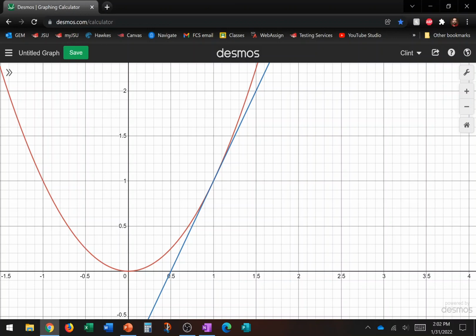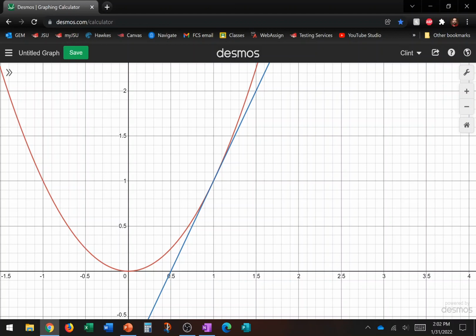So what happens if we pick a different point? Maybe we want to know about 0.24. That would be on x squared. We're going to get a different tangent line. We'll have a different slope even, and we'll have a completely different tangent line.